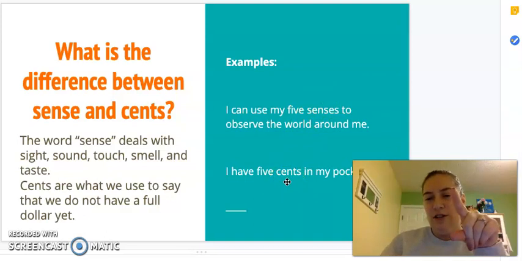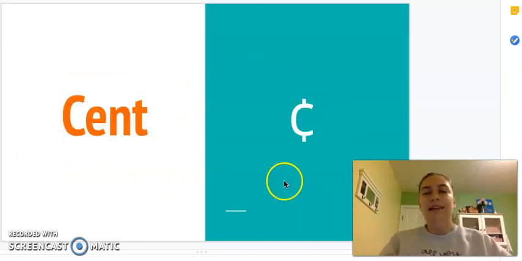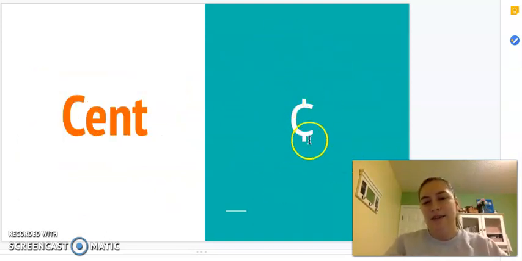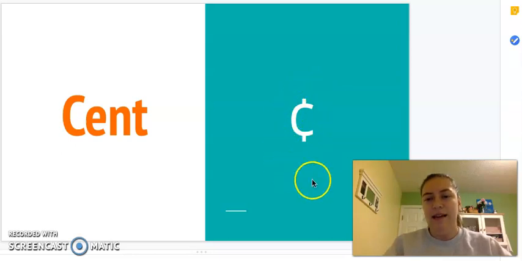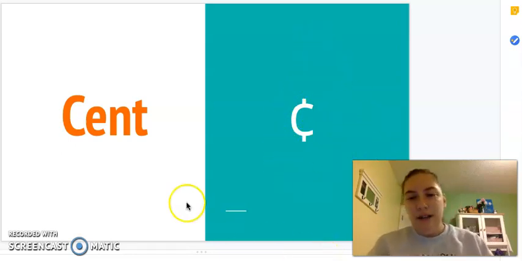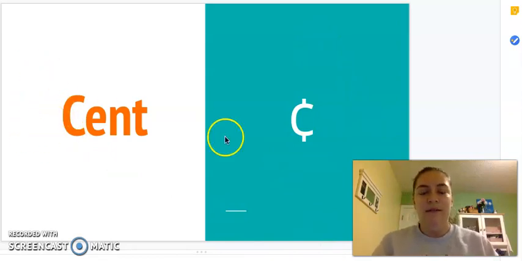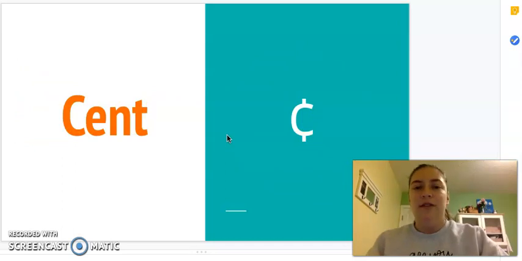Know the difference. And in case you didn't know, the cent sign is right here. Usually, this font is weird, but usually it goes all the way through the center. So you make a C and then a line through it. And remember, your dollar sign goes before your number. But if you're putting a cent sign in, it goes after your number. So don't get that confused either.